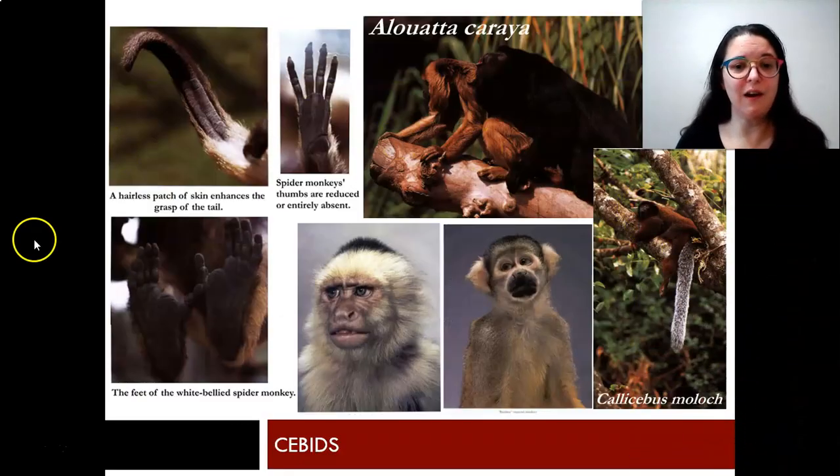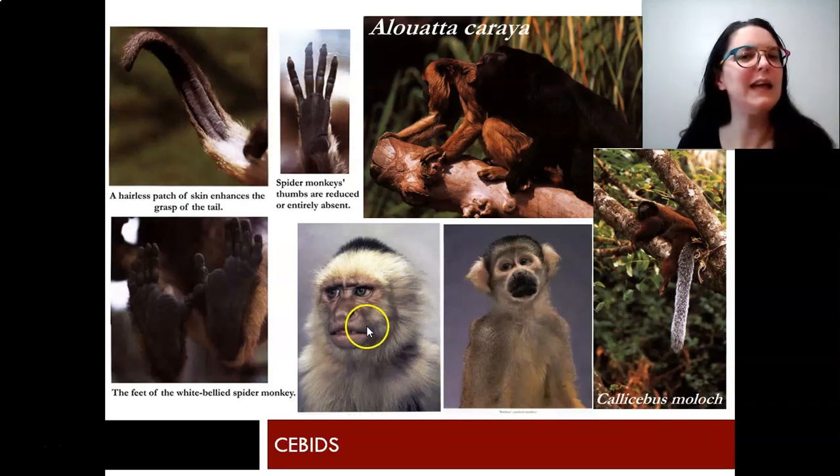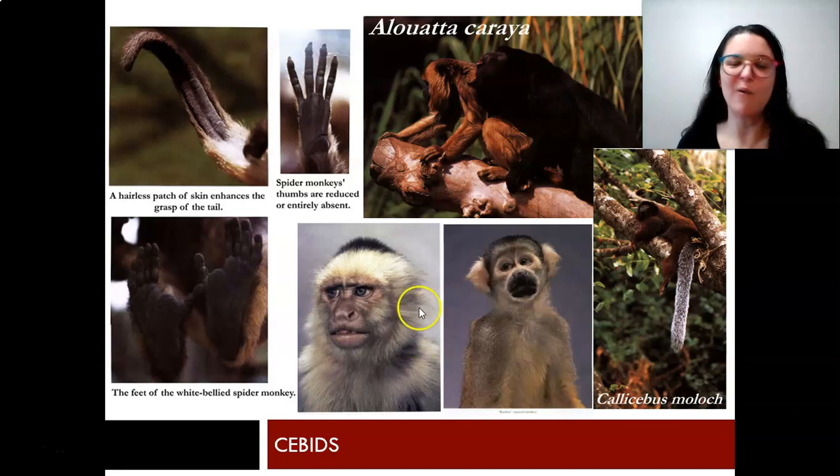Here's some variation of various forms of cebids, including some portraits from a lovely book I have called Primate Portraits. This is Katie. You may recognize Katie. She very famously was on the widely popular television show Friends. This is Ross's monkey Marcel, so she's a famous actress. A very famous capuchin.